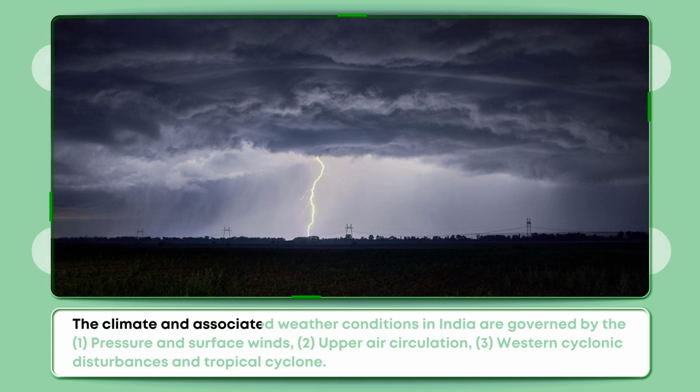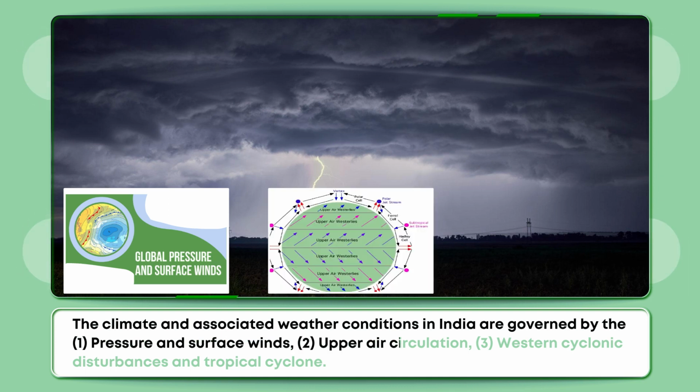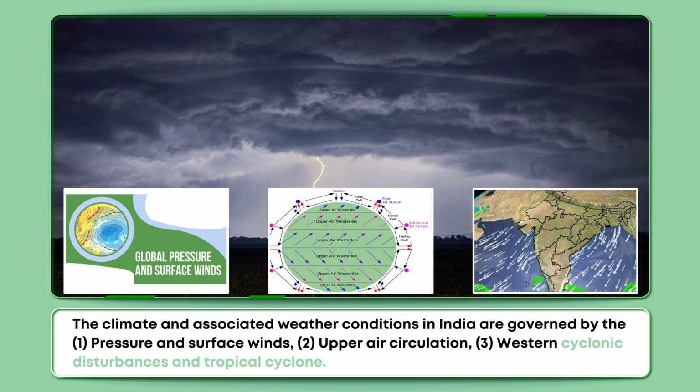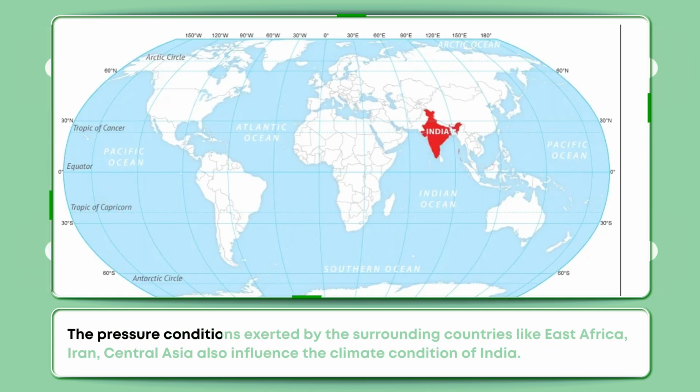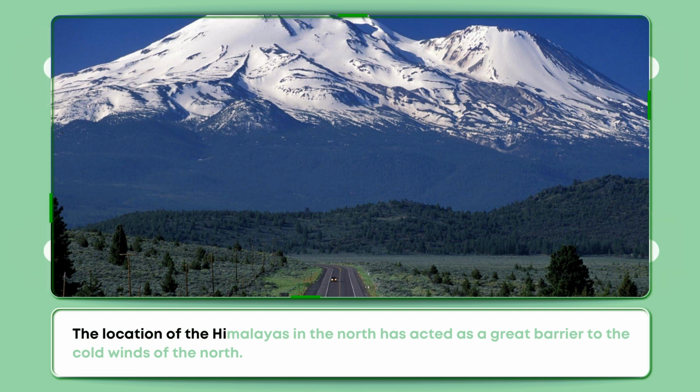The climate and associated weather conditions in India are governed by: 1. Pressure and surface winds, 2. Upper air circulation, 3. Western cyclonic disturbances and tropical cyclone. The pressure conditions exerted by the surrounding countries like East Africa, Iran, Central Asia also influence the climate condition of India. The location of the Himalayas in the north has acted as a great barrier to the cold winds of the north.